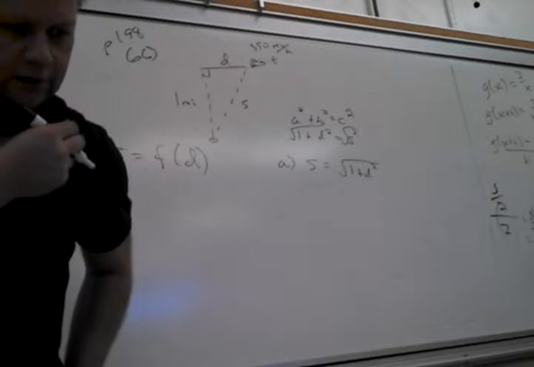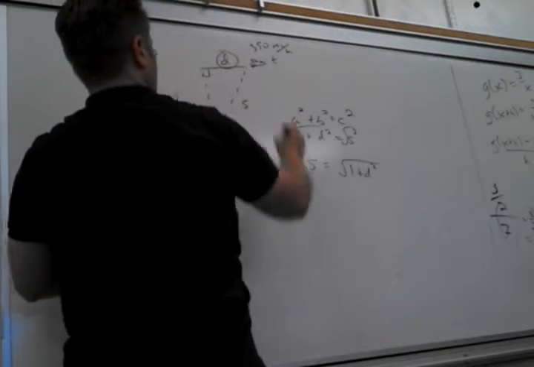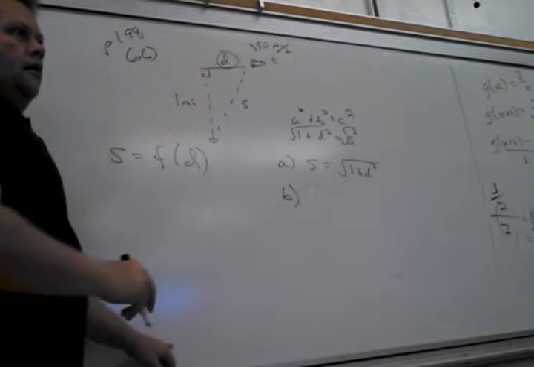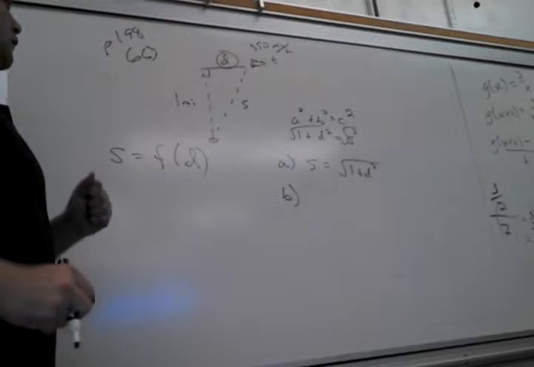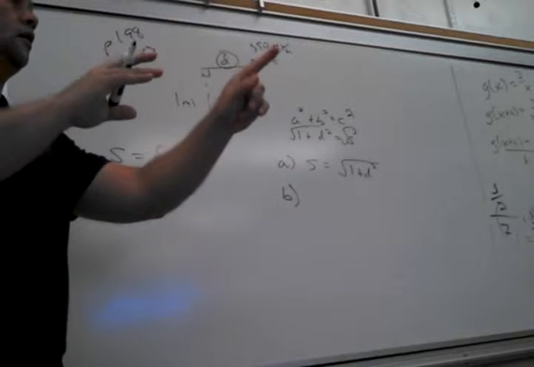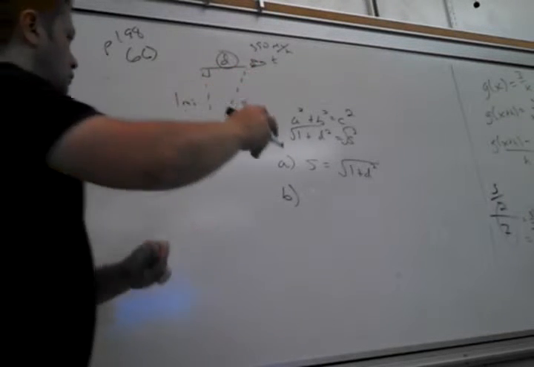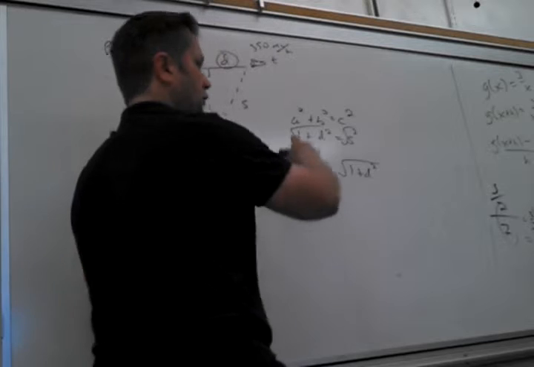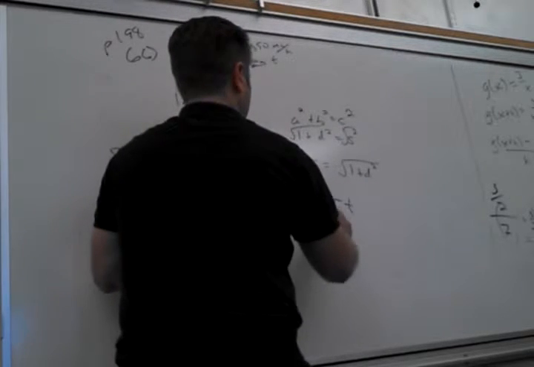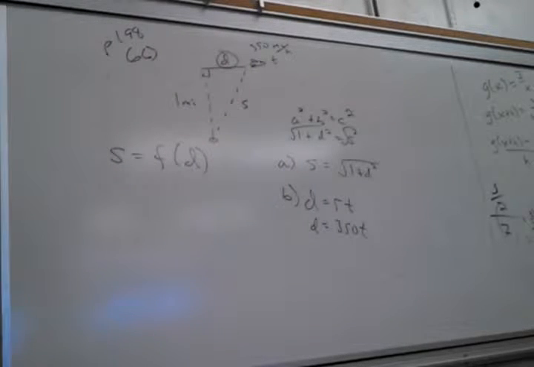And then part B says, express d as a function of the time. Be careful, part B has nothing to do with part A. I'm talking about d. So what is distance in general equal to? Rate times time. And what's the rate? 350 miles an hour. There you go, d equals 350t. Done with part B. People make too much out of part B. Part B is just dirt, and you just throw in the velocity they gave you.